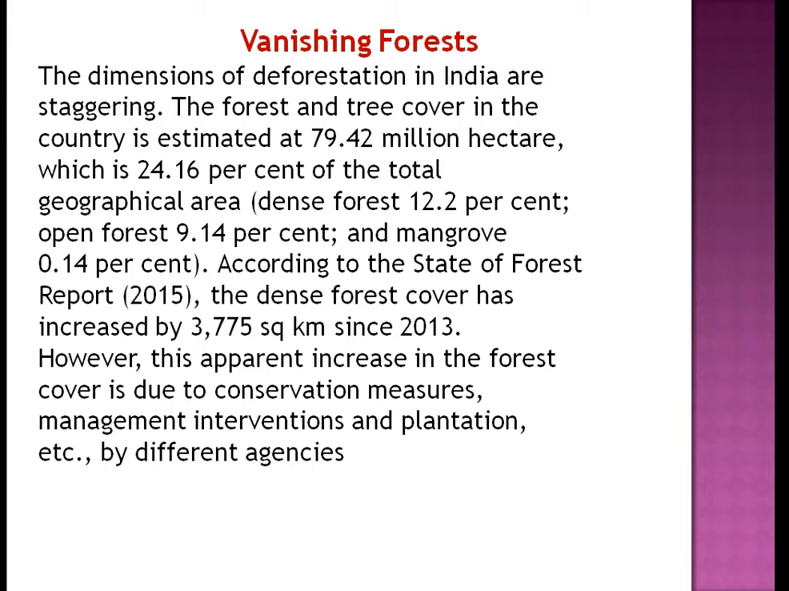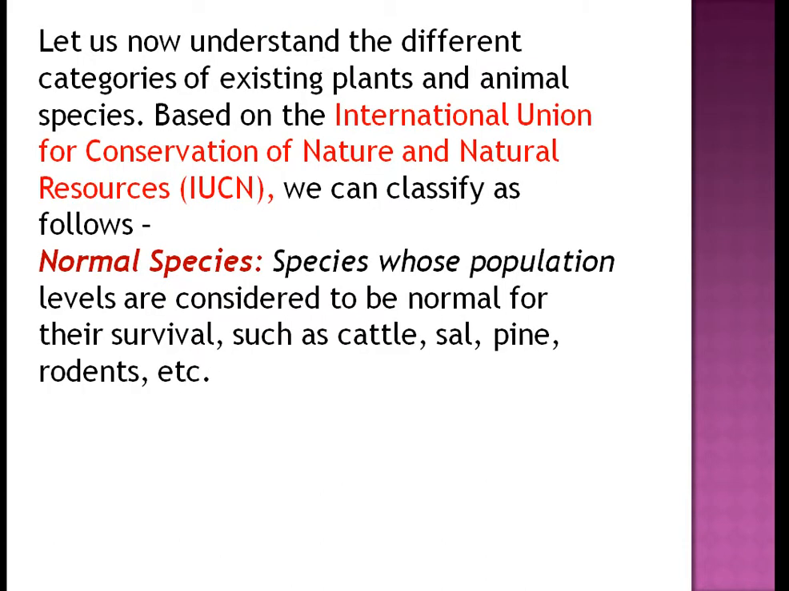Next, we are going to see about the different types of species, which are categorized into different groups. Let us now understand the different categories of existing plants and animal species based on IUCN. Dear cadet, there can be a 1 mark question for you. Write the full form of IUCN.